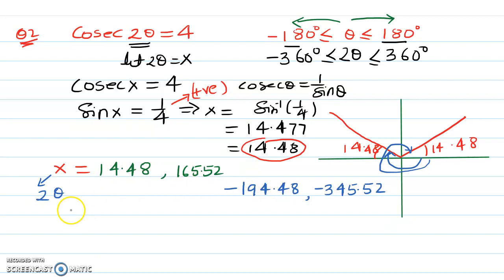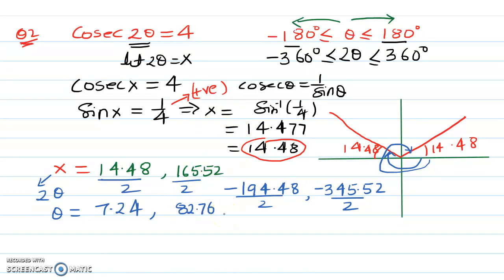Now x again started shouting, I am 2 theta. So we need to divide all these values by 2. So theta, 14.48 divided by 2 is 7.24. 165.52 divided by 2 is 82.76. Minus 194.48 divided by 2 is minus 97.24. And minus 345.52, if you divide by 2, it will be minus 172.76.